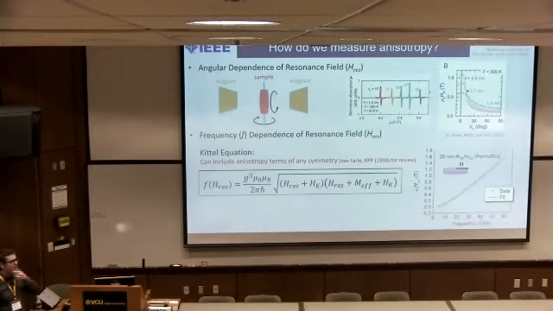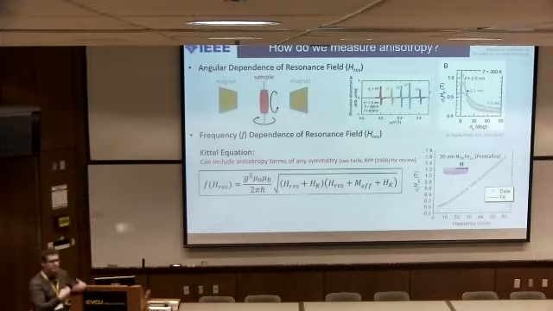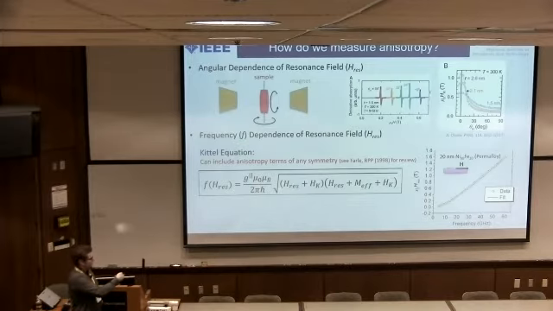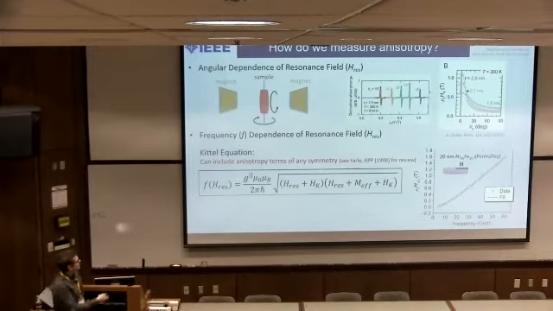We can do it from a broadband approach as well. And here, for broadband, we measure resonance field versus frequency, and we get a data set that looks like that, and we fit it to what we call the Kittel equation, which is given here. I won't go through the derivation of this equation, but it's essentially the equation that relates the frequency of the resonance to the resonance field, as shown there. And it can contain energy terms or anisotropy terms of any symmetry that are relevant to your sample. And there's a good review that goes through many of those.